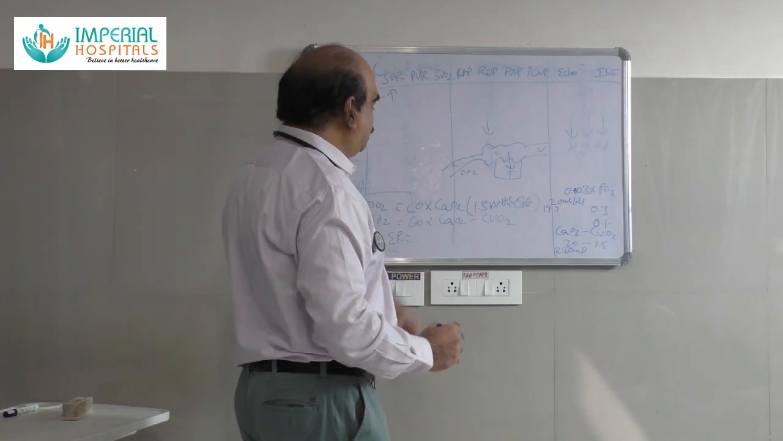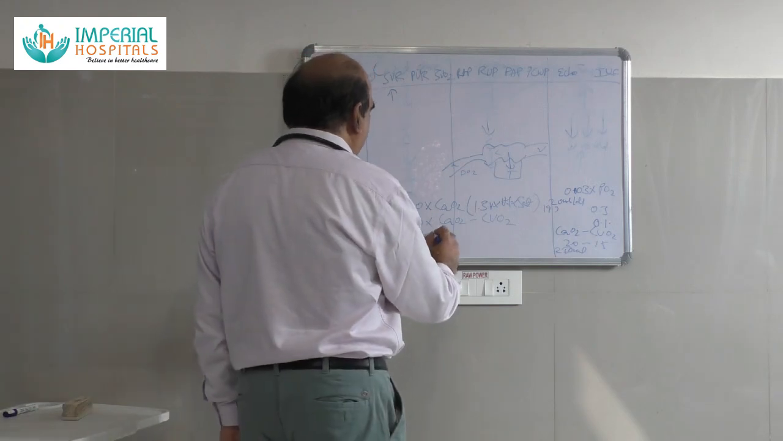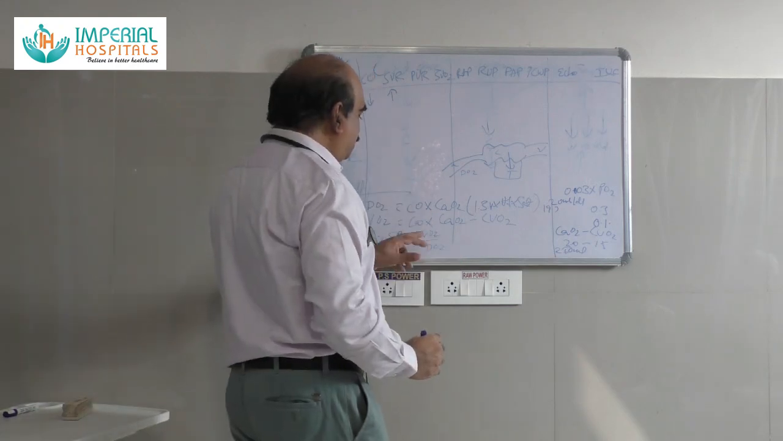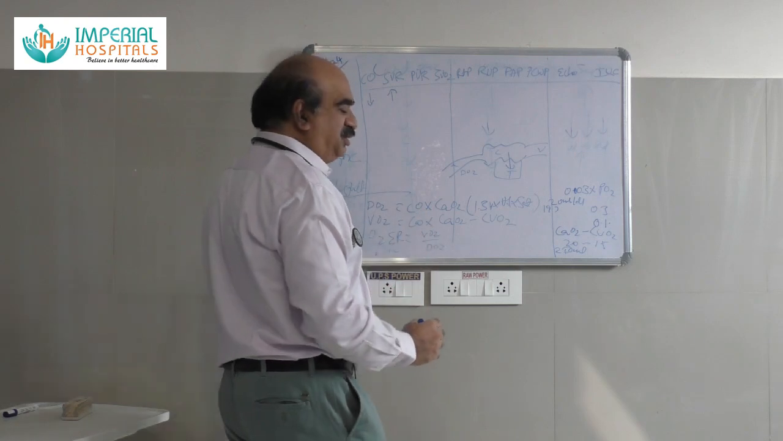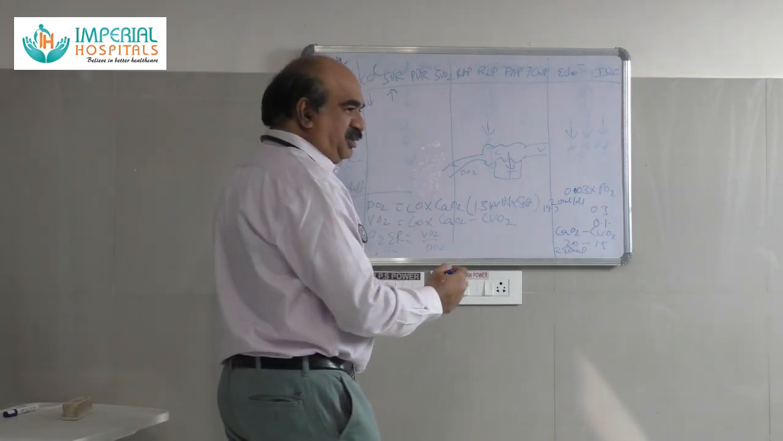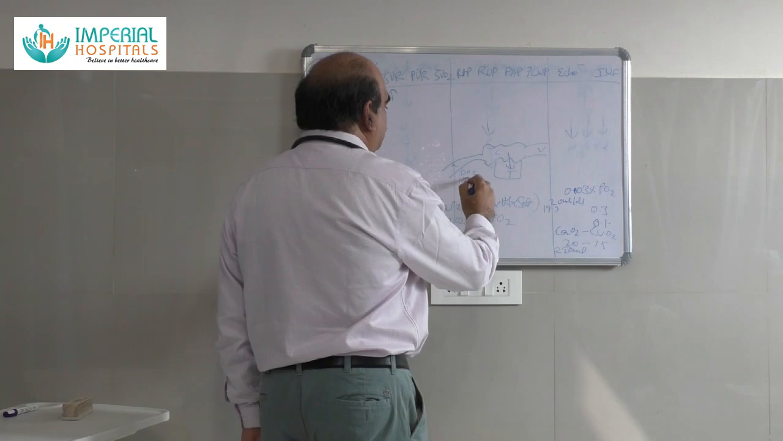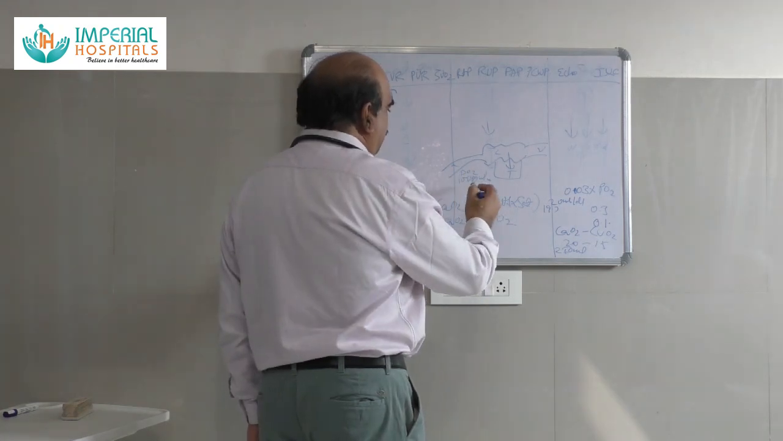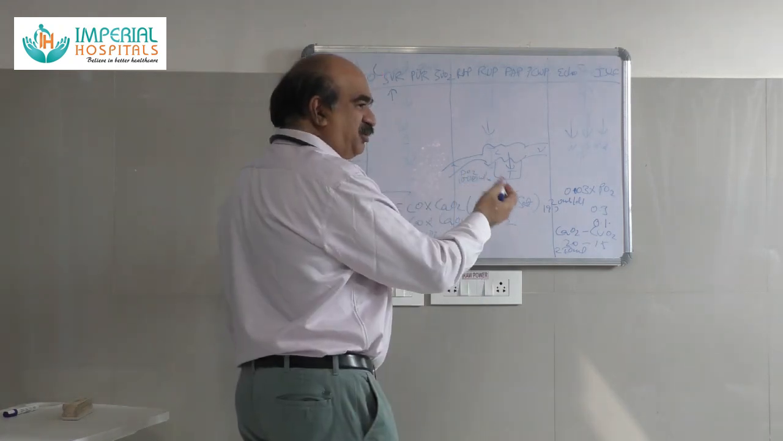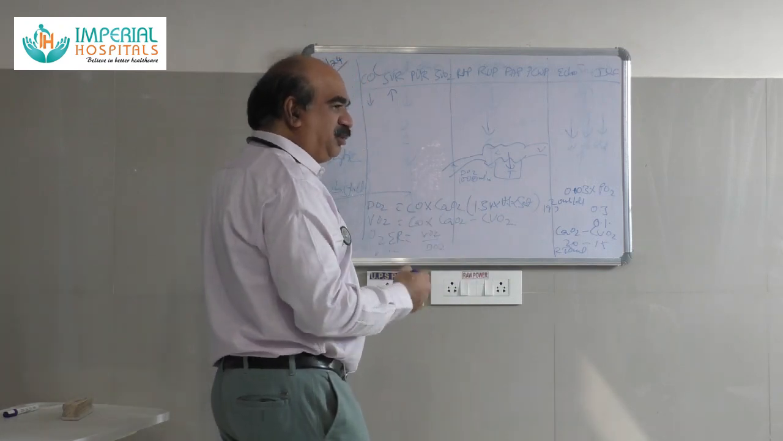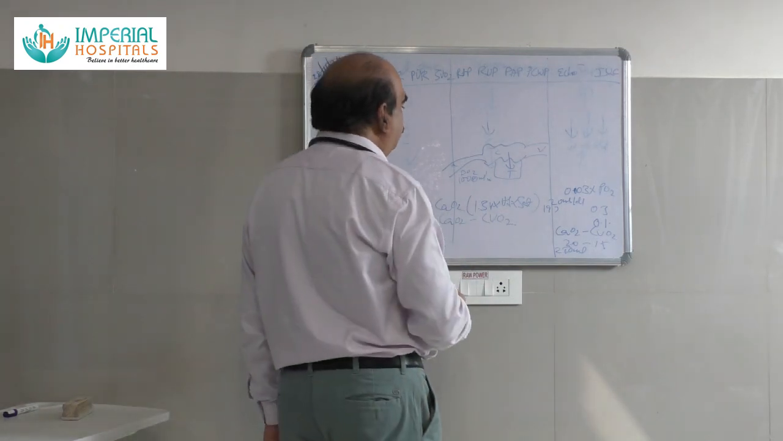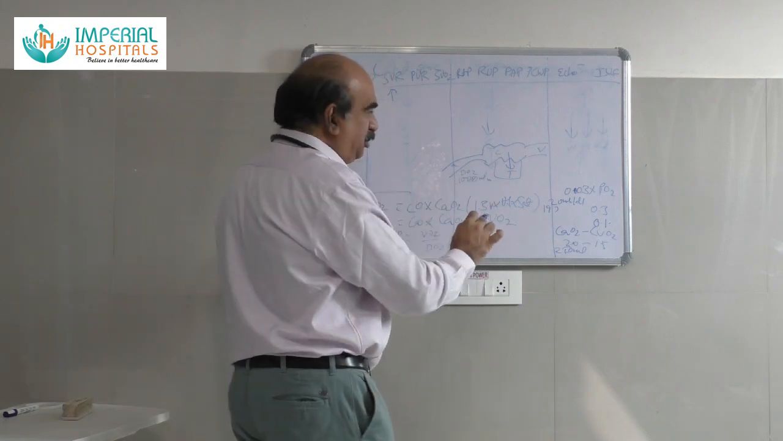Oxygen extraction ratio is VO2 by DO2. That is oxygen uptake by the tissues divided by delivery of oxygen. It is around 25%. Normal DO2 is 1000 ml per minute, around 500 to 600 ml per minute per square meter of body surface area. So DO2 is around 1000 ml per minute.